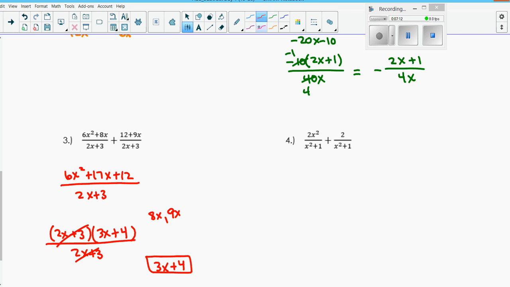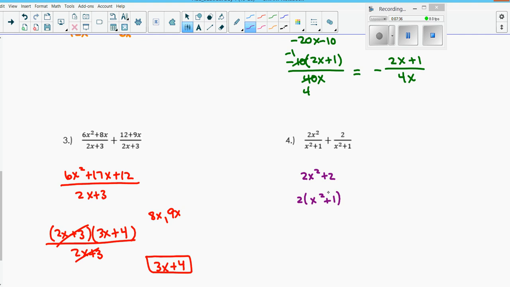All right, the next one, we have a common denominator again already. So if I add my numerators, I get 2x squared plus 2. If you notice, I don't keep writing the denominator because I don't want to write the fraction out, then write the fraction out. I'm going to factor this first, and then I'm going to say that this is 2 times x squared plus 1.